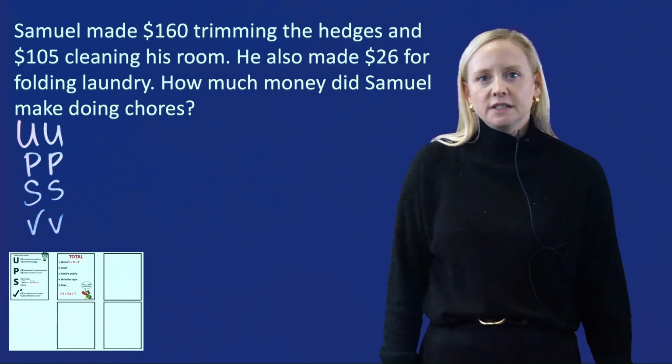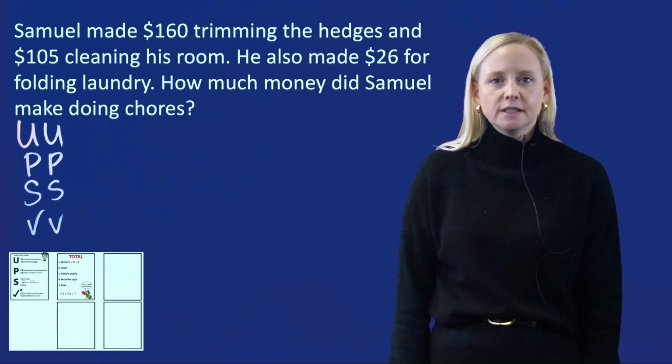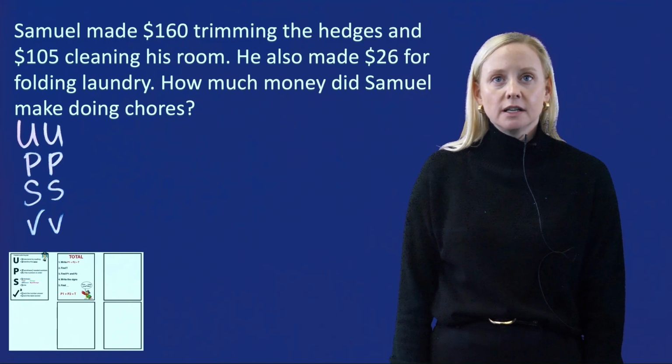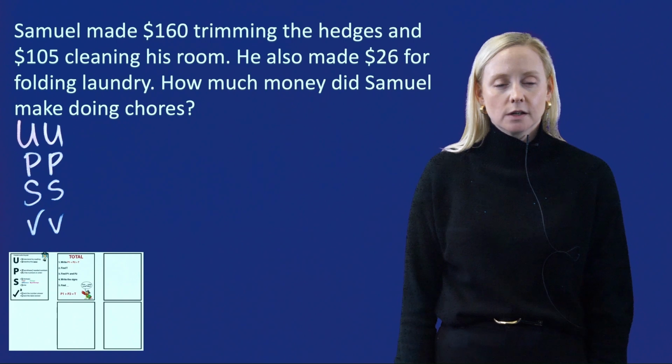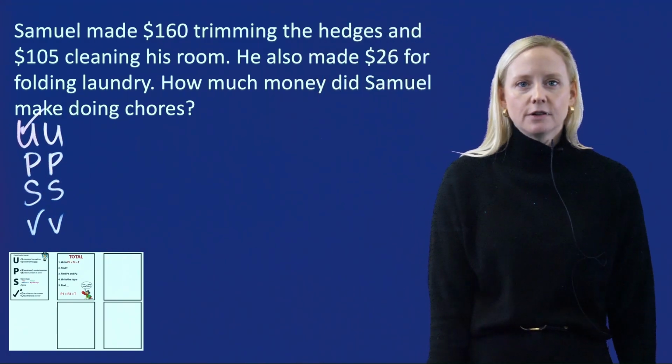So our first U stands for understand by reading. This says Samuel made $160 trimming the hedges and $105 cleaning his room. He also made $26 for folding laundry. How much money did Samuel make doing chores? I feel like I understood the problem. I'm going to put a check mark next to my first U.